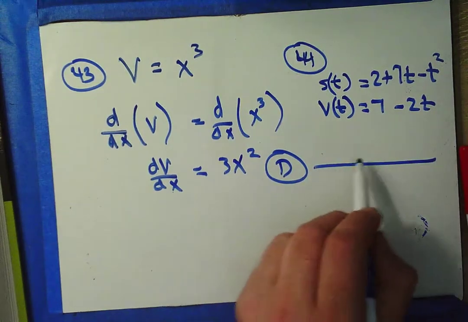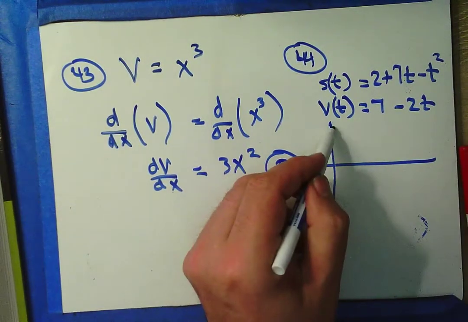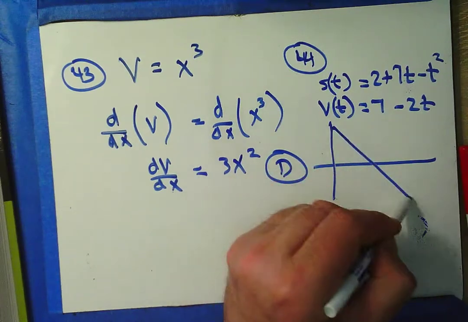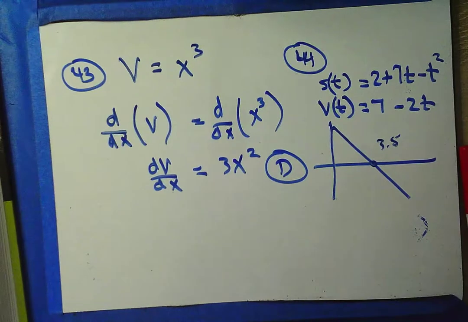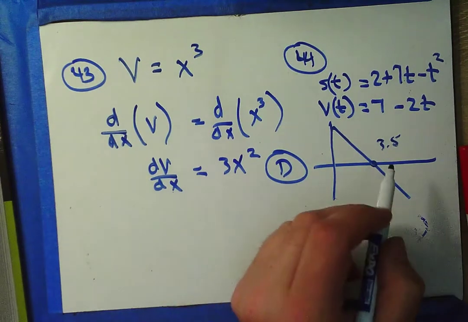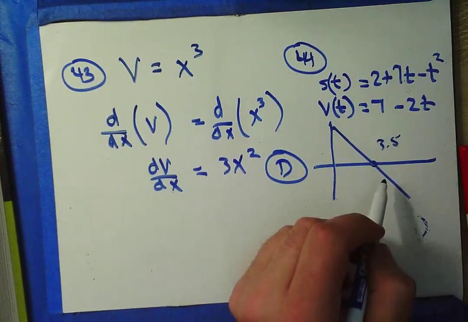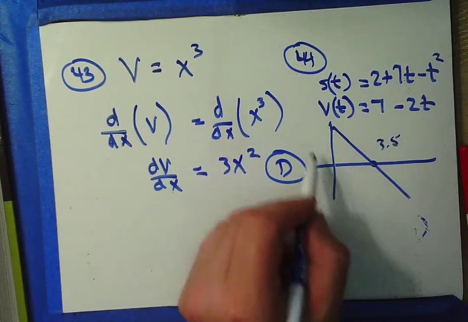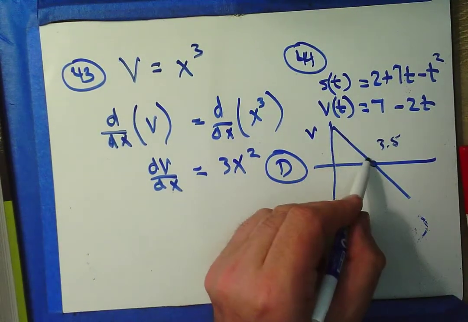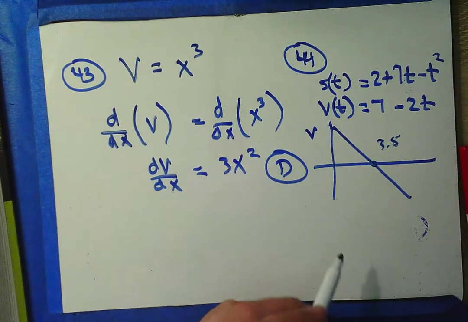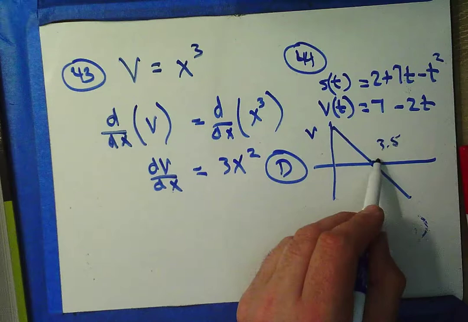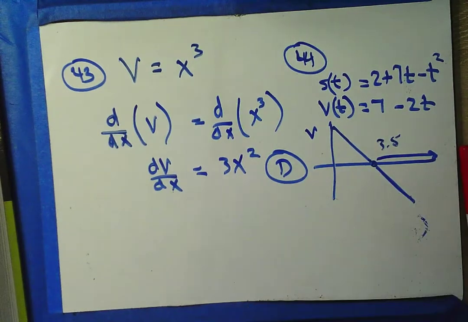And I'm going to look at this graph, which has positive y-intercept and a negative slope, crossing at 3.5. At which of the following times is the particle moving left? So if this is my velocity graph, positive velocities mean moving to the right, negative velocities mean moving to the left. So from time 3.5 on, this object is moving to the left.